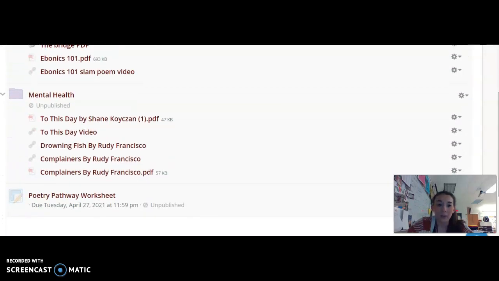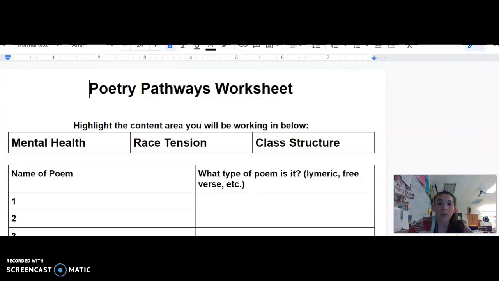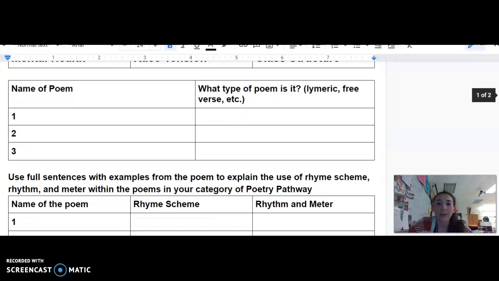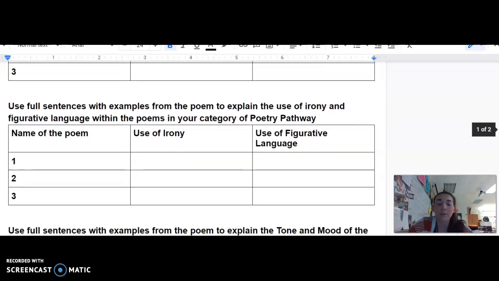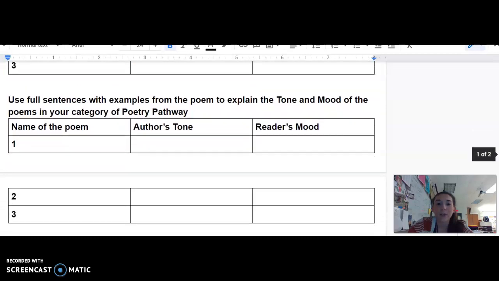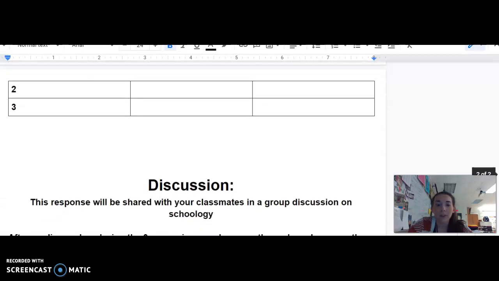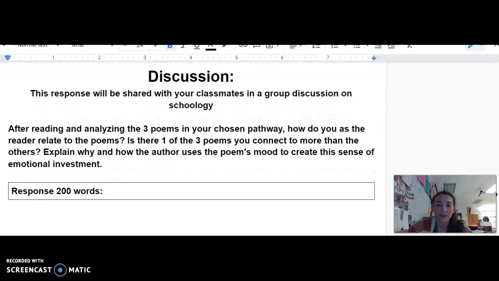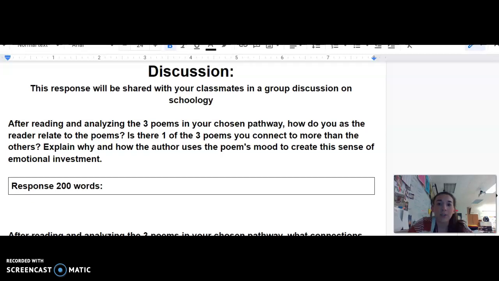You then have a worksheet depending upon the pathway that you choose, which is the Poetry Pathway worksheet. It looks like this, so you will highlight the content area that you read in whichever pathway. You will answer the questions about the types of poems, the rhyme scheme and the rhythm and meter, use of irony and use of figurative language, author's tone, reader's mood for each of the poems, and then we have discussion questions. These discussion questions are going to be used in our Socratic discussion on Thursday. So you will need to respond to these discussions and then post them in the Schoology discussion.